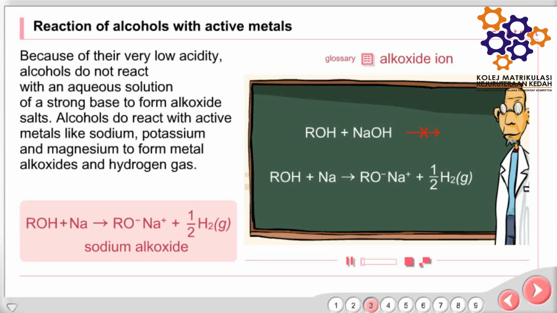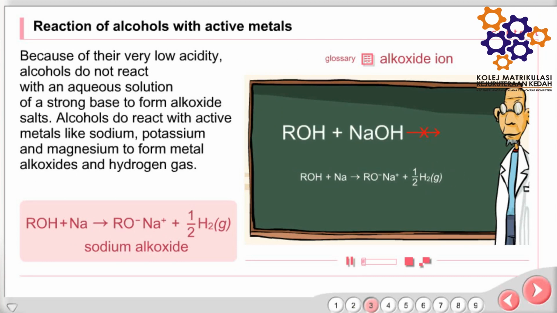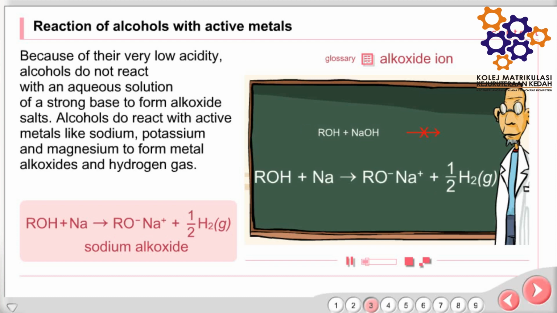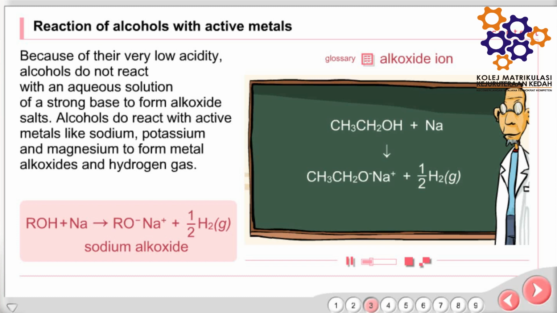Because of their very low acidity, alcohols do not react with an aqueous solution of a strong base to form alkoxide salts. Instead, they react with active metals like potassium and sodium to form metal alkoxides and hydrogen gas. For example, sodium reacts with ethanol to give sodium ethoxide, with the evolution of hydrogen gas.